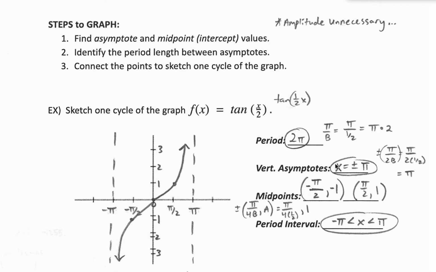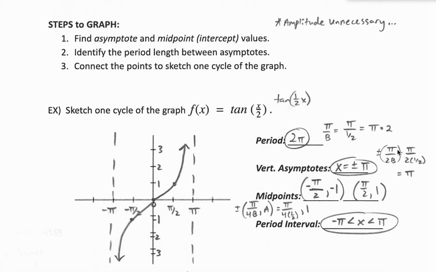Our vertical asymptotes are going to be at half the period. So if our period is 2 pi, half of that is going to be pi. And we can do the positive and negative version for the right asymptote and left asymptote. So now I know where to put my asymptotes. I can just count 2 spots to the right of 0 and 2 spots to the left and put my right and left asymptotes there.